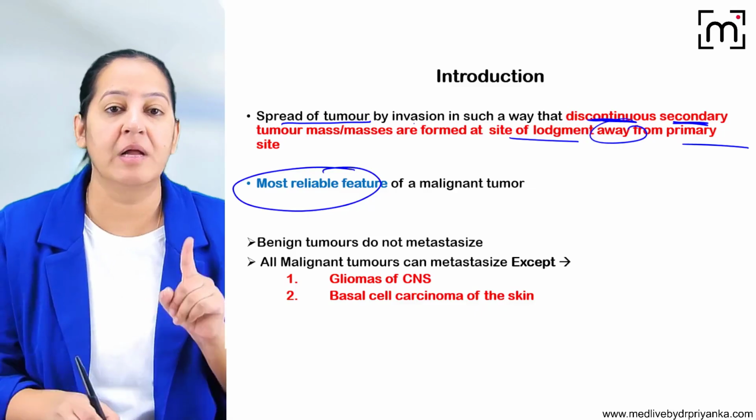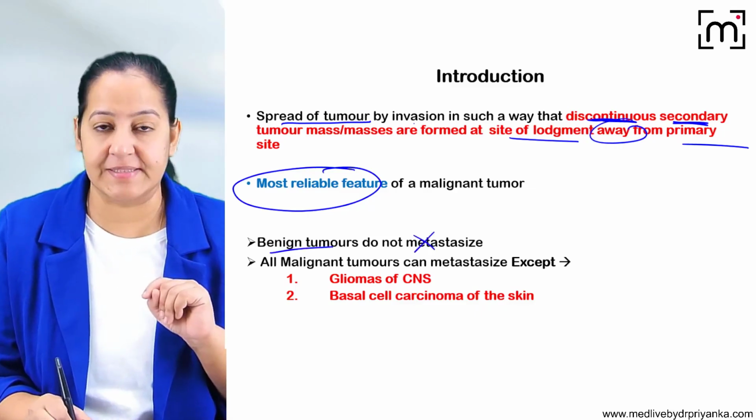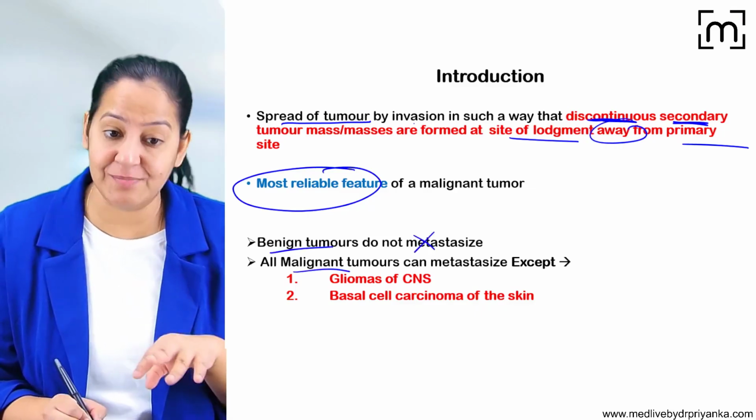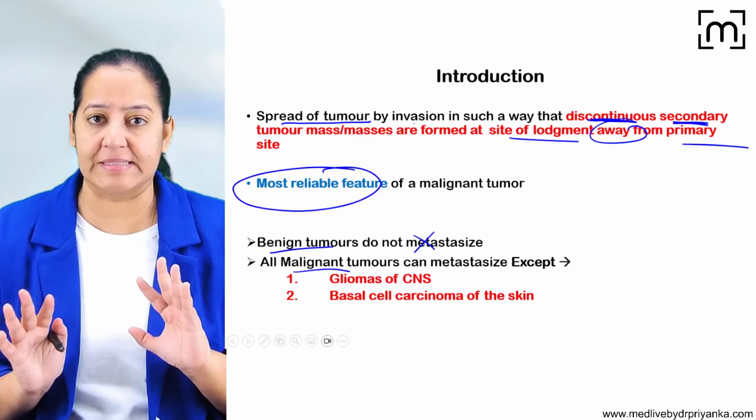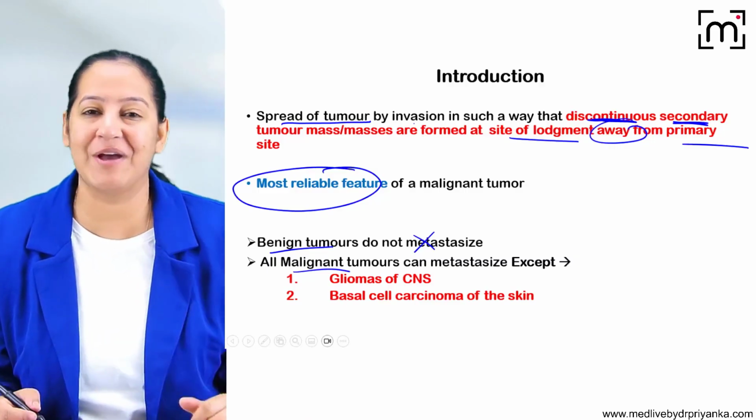Metastasis, the spread of the tumor. Benign tumors do not metastasize. And malignant tumors always metastasize except 2 malignant tumors. All malignant tumors show metastasis except 2. Here, there are 2 exceptions. You have to learn that.